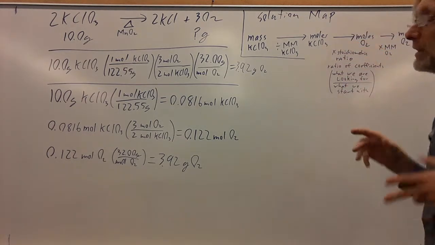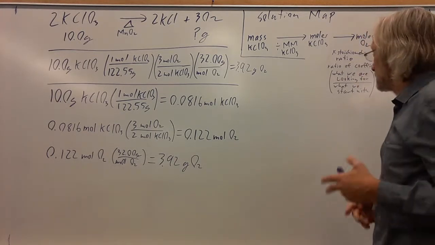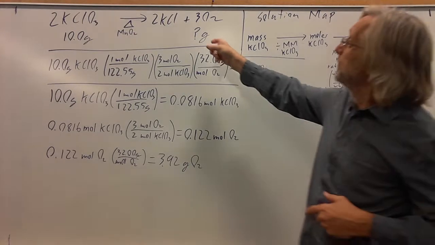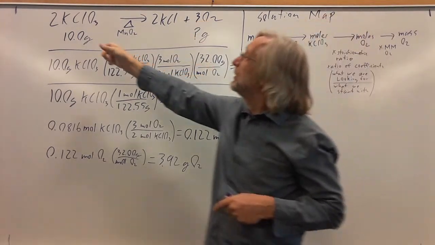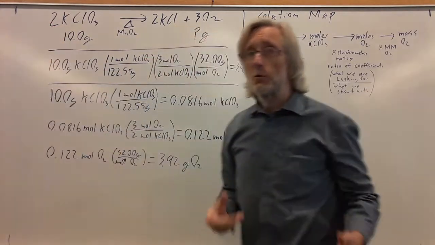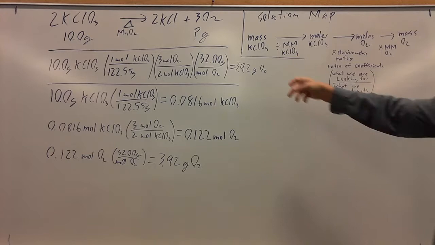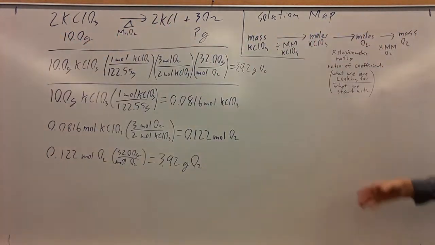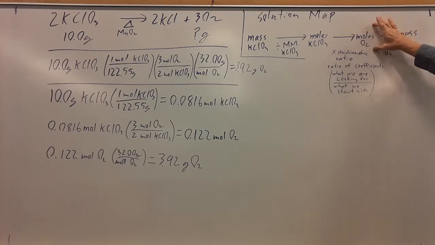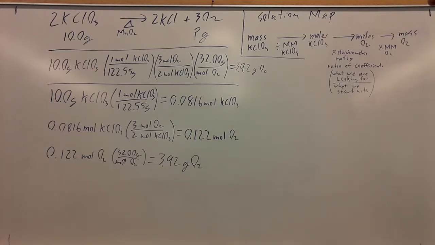Then we do the heart of all stoichiometry problems, which is the molar ratio, the stoichiometric ratio, the ratio of coefficients. In this case, we're looking for oxygen, so it would be 3 moles of oxygen over the 2 moles of potassium chlorate that we're starting off with. So it's the ratio of what we're looking for over what we're starting off with, the coefficients from the balanced chemical equation. The final step, that will give us moles of oxygen. The final step is to convert that into the mass of oxygen by multiplying by its molar mass.